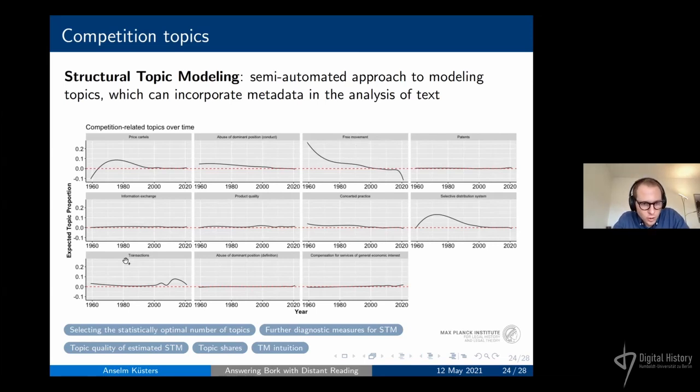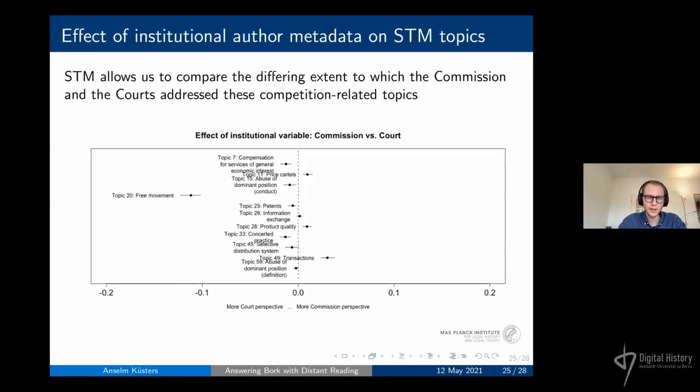And then finally, there's a topic that seems to capture the transaction-based vocabulary of the Chicago neoliberal school. And this topic seems to have been only important since the 2000s. So again, stressing my argument that there's been a shift.